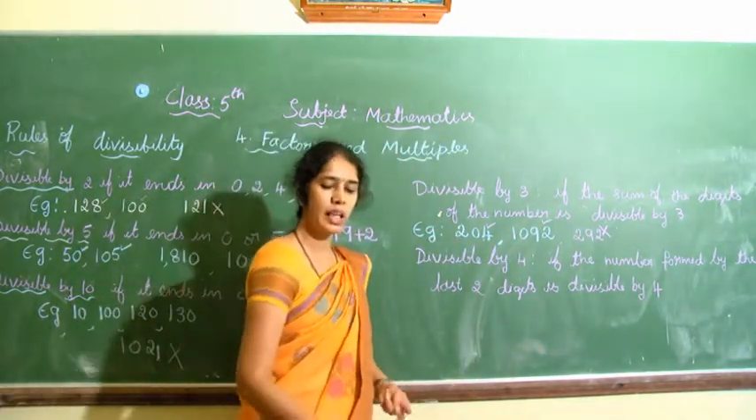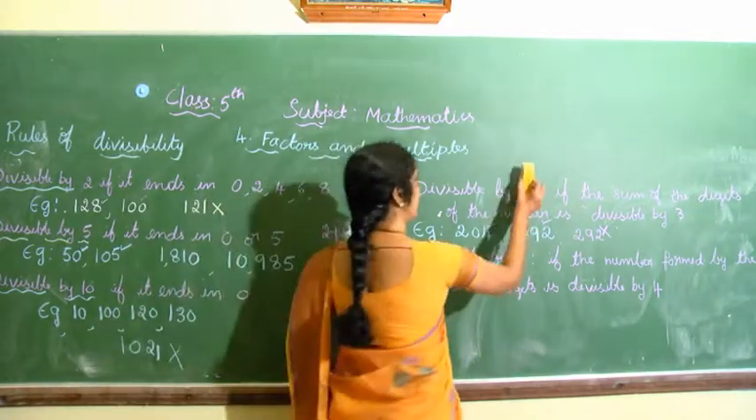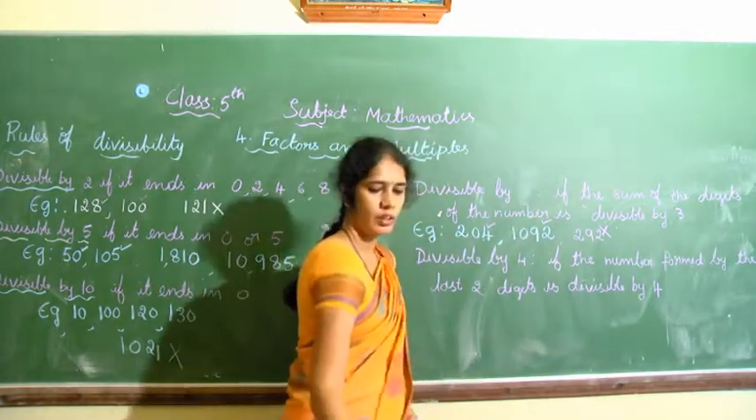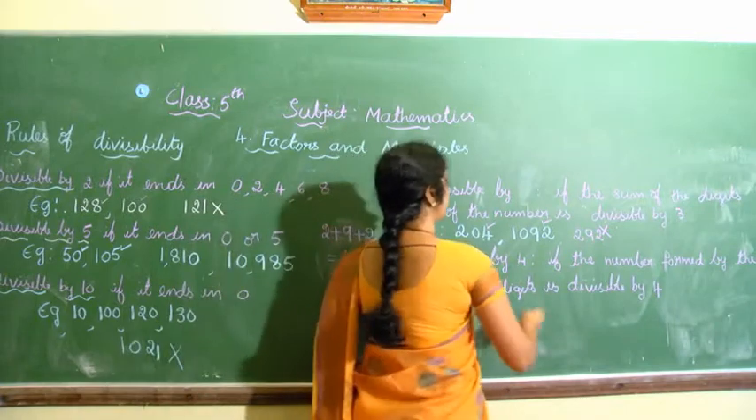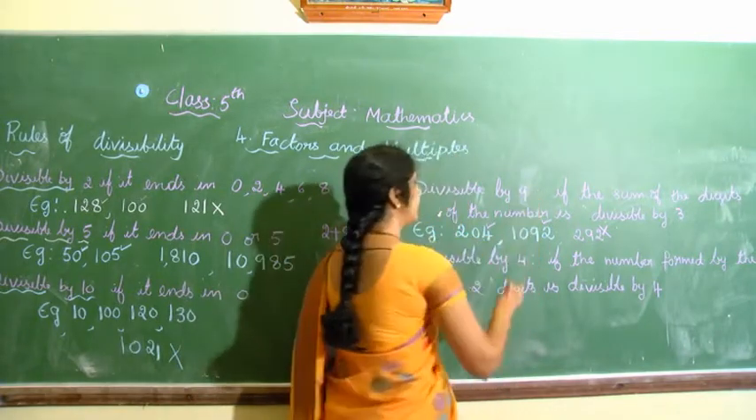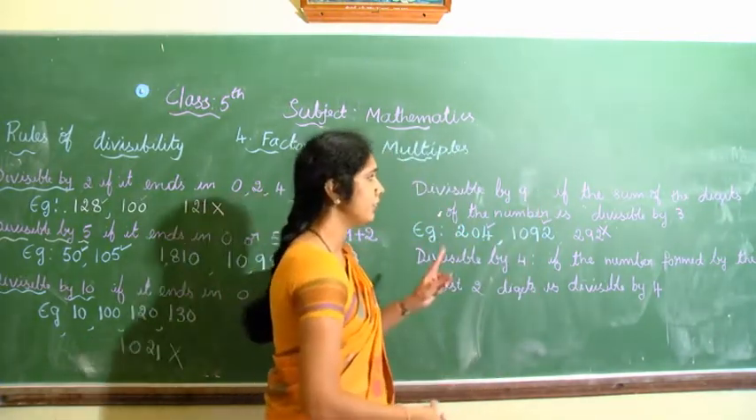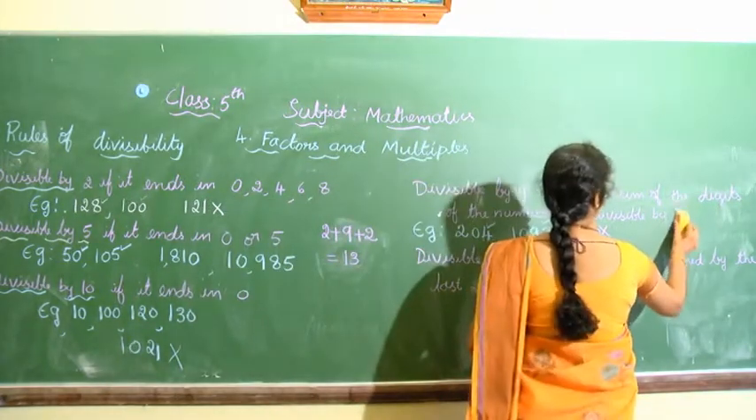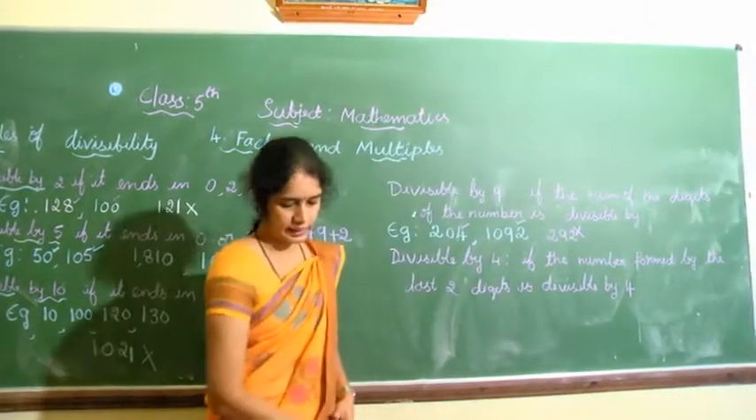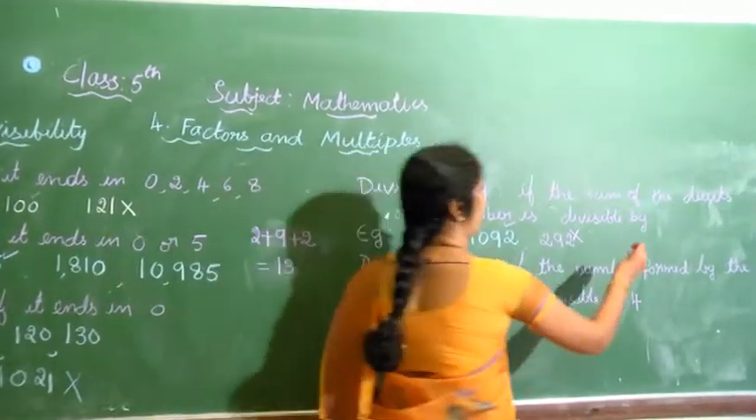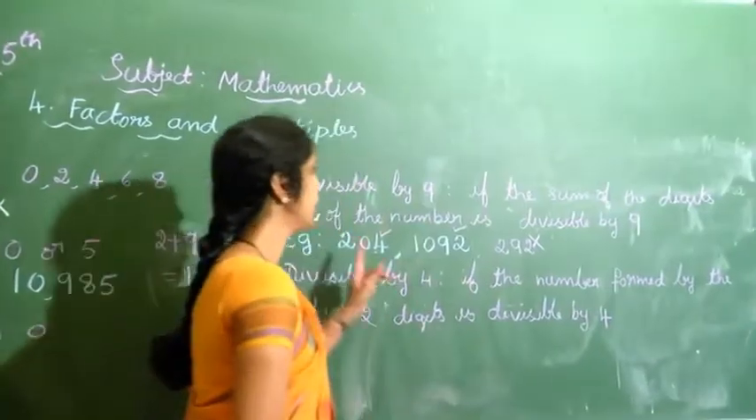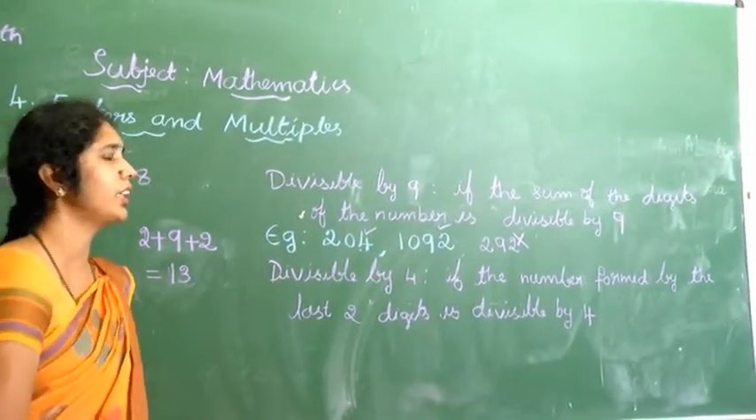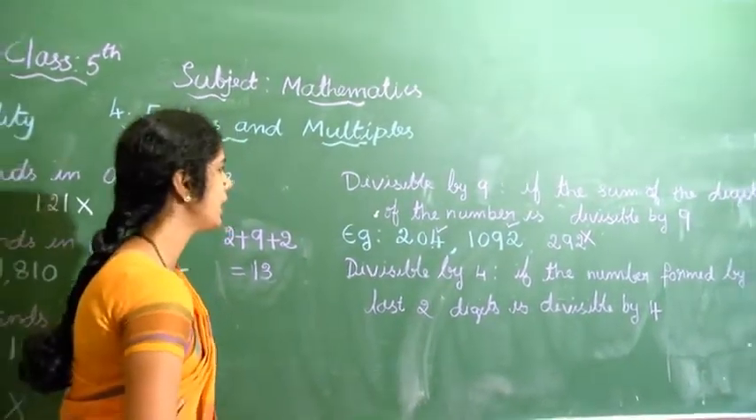Now, the same condition for 9 also. Divisible by 9. When can I tell a number is divisible by 9? If the sum of the digits of the number is divisible by 9. It is there in your textbook. You can copy all this. If the sum of the digits of the number is divisible by 9.